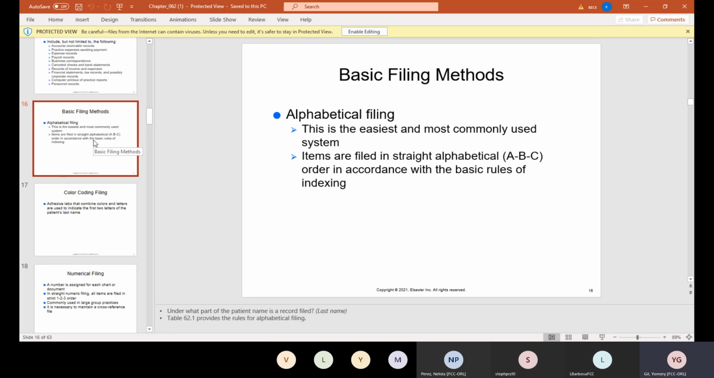All right, so basic filing methods. Alphabetical filing. This is the easiest and most commonly used system. Items are filed in straight alphabetical, ABC order in accordance with the basic rules of indexing.